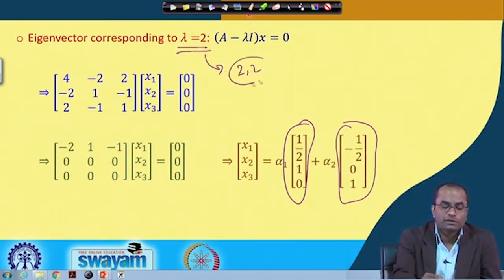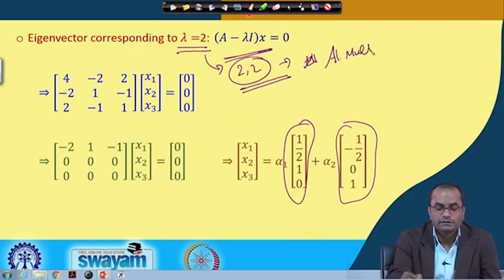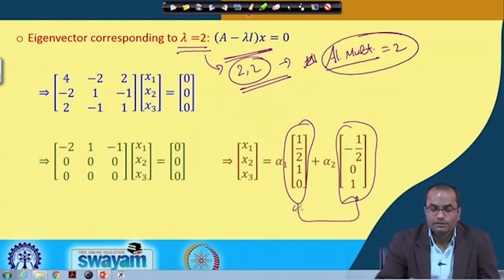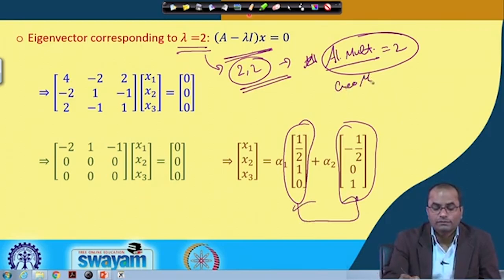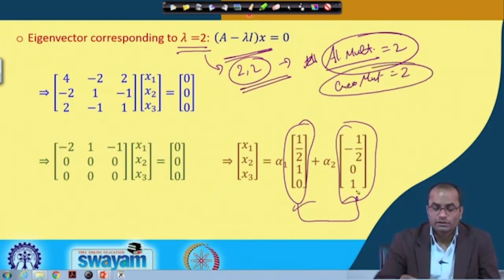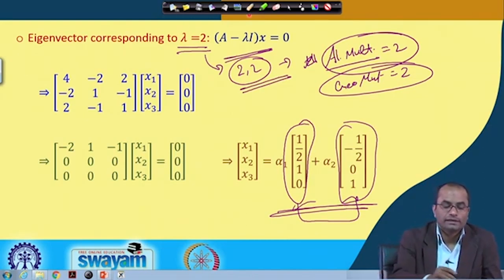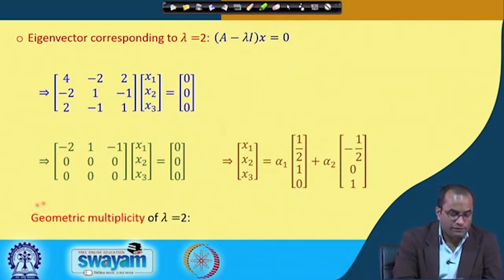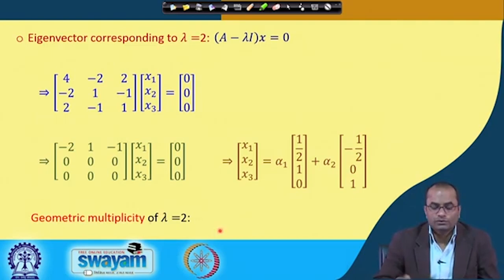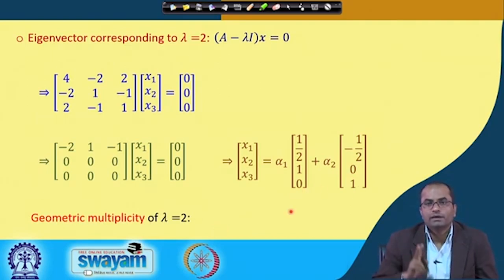because it was repeated 2 times, the algebraic multiplicity was 2, and we also got now the geometric multiplicity. So, the geometric multiplicity is also 2 in this case. So, we have the algebraic multiplicity 2 as well as the geometric multiplicity 2. Geometric cannot be more than the algebraic one, but in this case we got the equality. So, the geometric multiplicity of this lambda equal to 2 is 2, because we have 2 linearly independent eigenvectors corresponding to this lambda equal to 2.